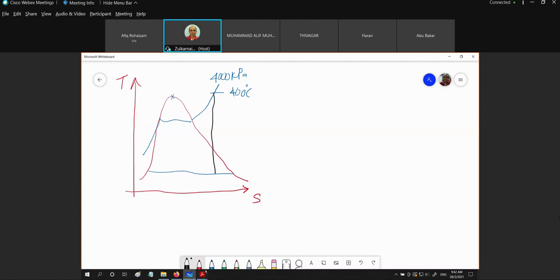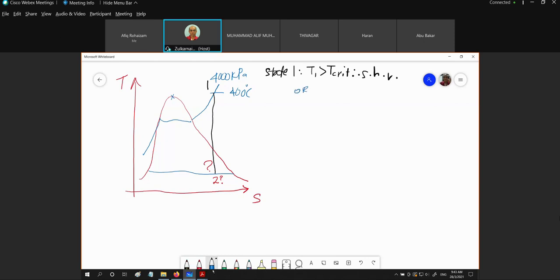So I will put this mark right here. This is point 2, the first mark. Whether it's true or not, I don't know. But for sure, state 1 is superheated vapor. Why is state 1 superheated vapor? More than the critical point. Yes, we find that T1 is greater than T critical. Therefore, it must be superheated vapor.